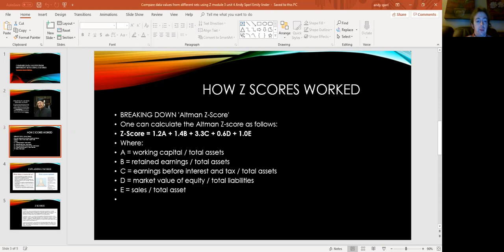A equals working capital over total assets. Next, B equals retained earnings over total assets. C equals earnings before interest and tax over total assets. D equals market value of equity over total liabilities. And E equals sales over total assets.